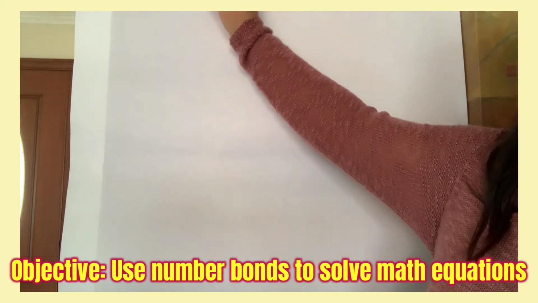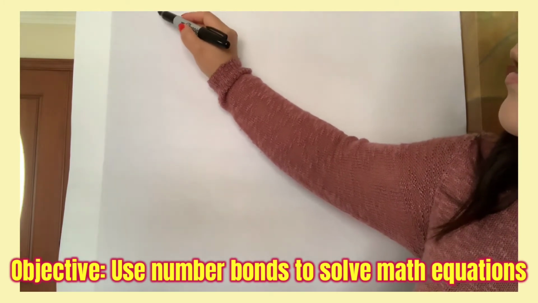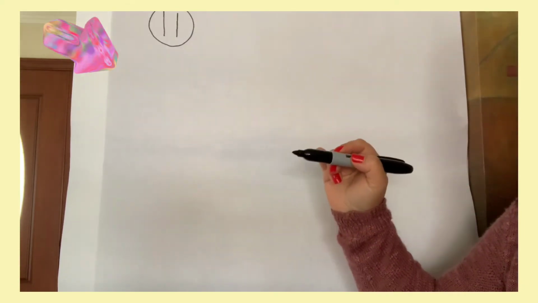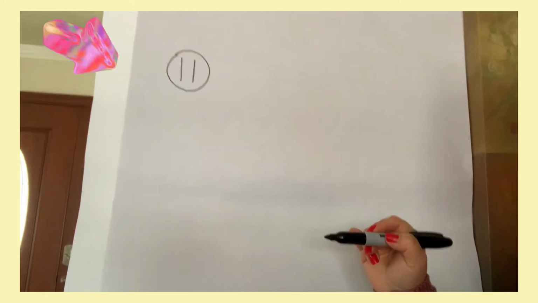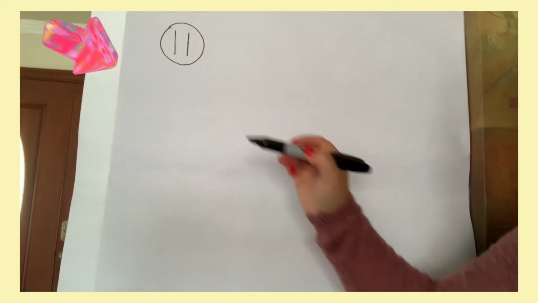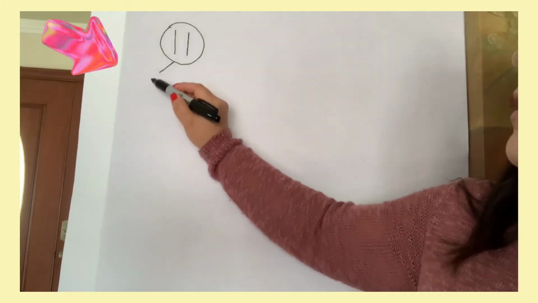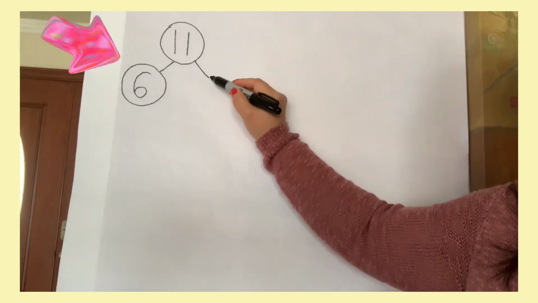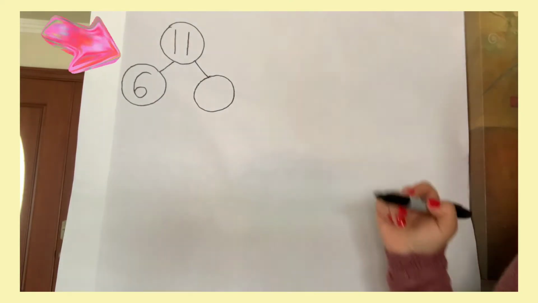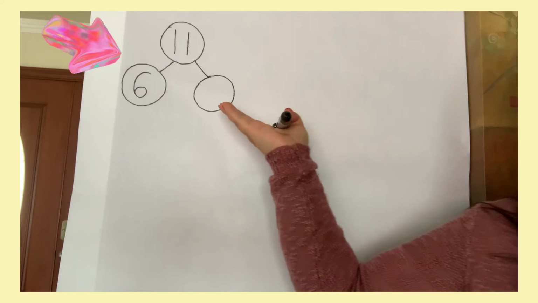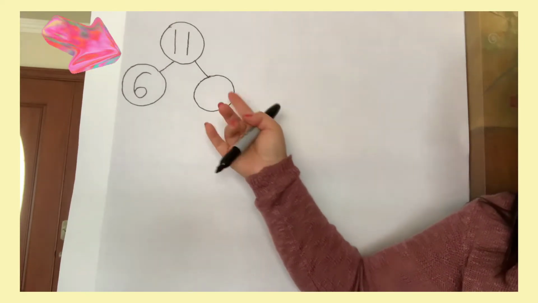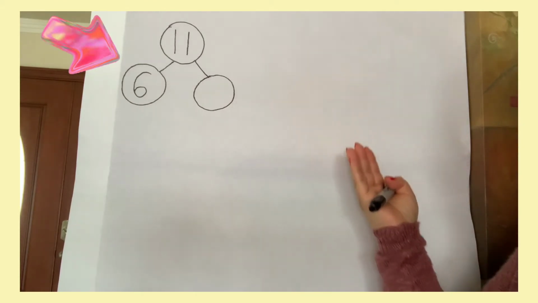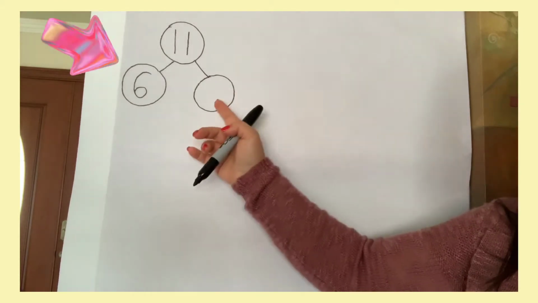I am going to draw a number bond right over here and put the number 11. A part of this number bond will be a 6, and the other part is a missing number. So I have this number bond, but it's not a complete number bond because there's a number missing. I am going to come up with an equation to find out what number could go here.